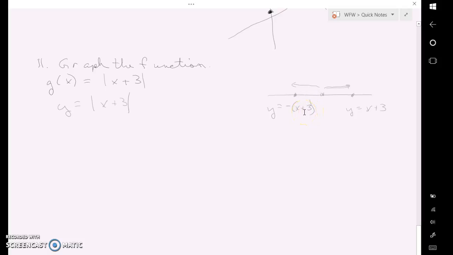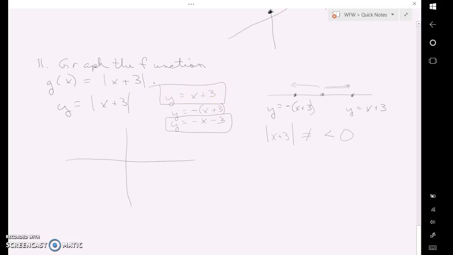So, remember also that absolute value is never smaller than 0. A distance cannot be less than 0. Okay. So let's go to the graph. Our two cases are y equals x plus 3 or y equals negative of that, and distributing the negative sign, you get y equals negative x minus 3. So these are the two lines we're going to graph.